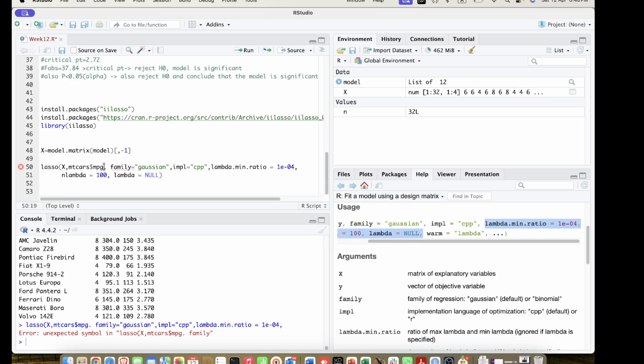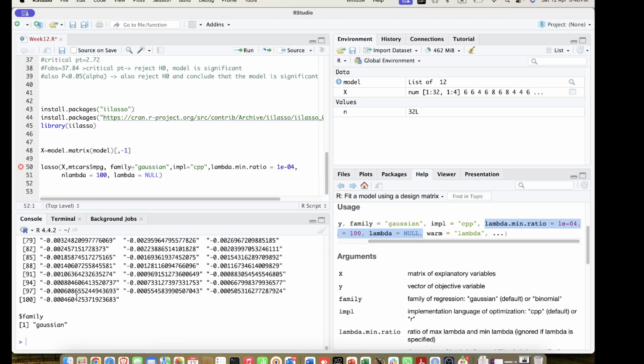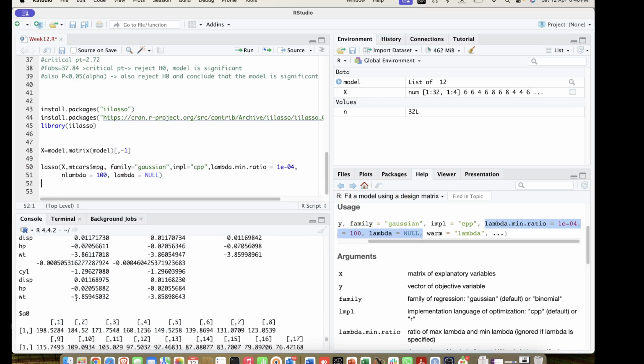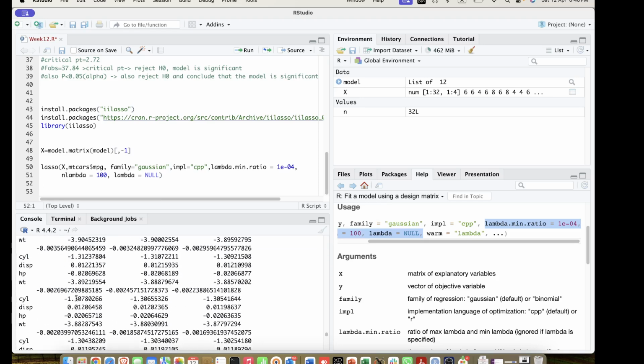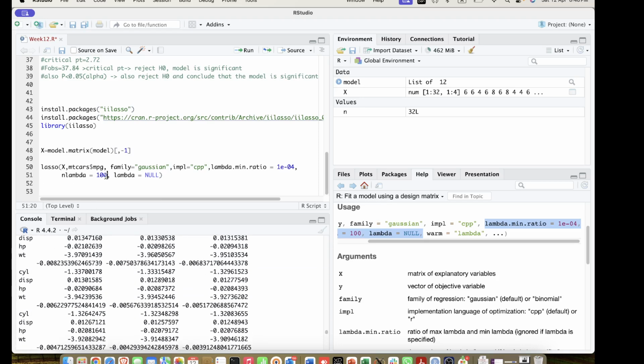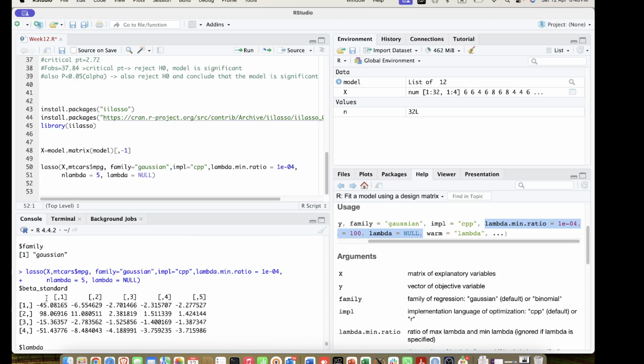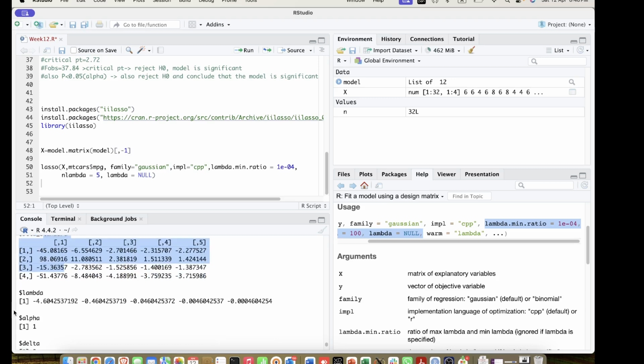Okay, so family, yes. So if I give this, I get this equation. So n lambda, they have generated 100. I'll just do it with 5. Let me see. So here I have estimates of standardized beta. So 1 2 3 4, 1 2 3 4, and so on, for the 4 explanatory variables that I have. Okay, and these are those corresponding 5 lambdas.